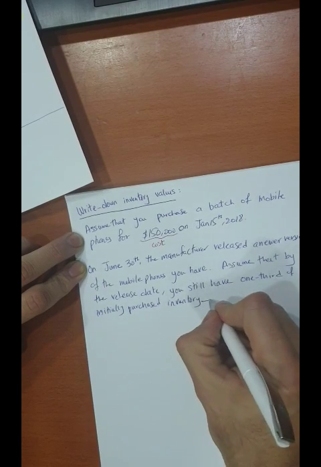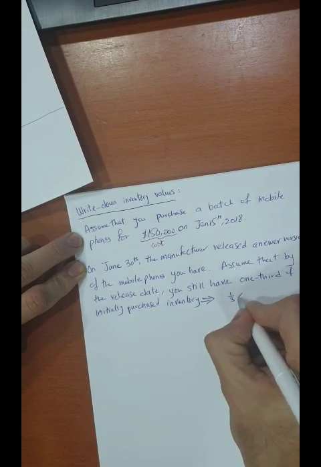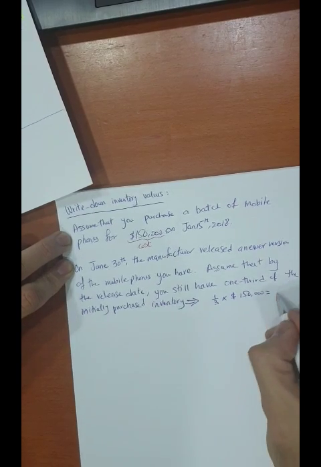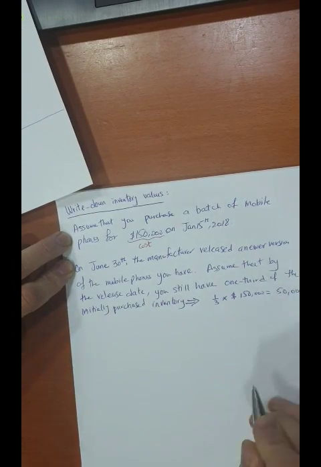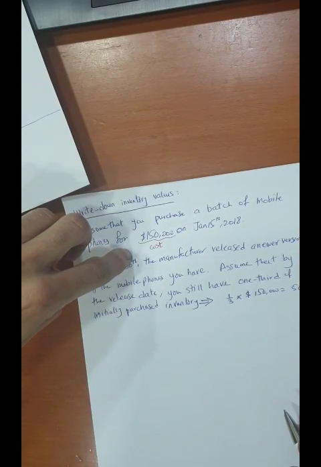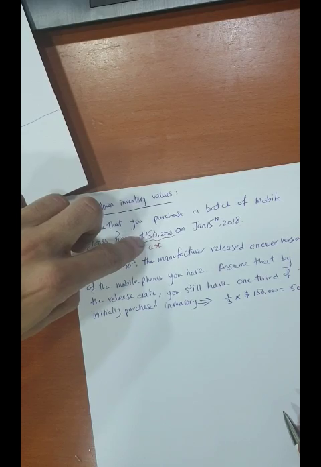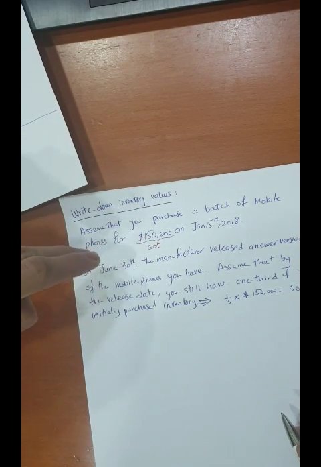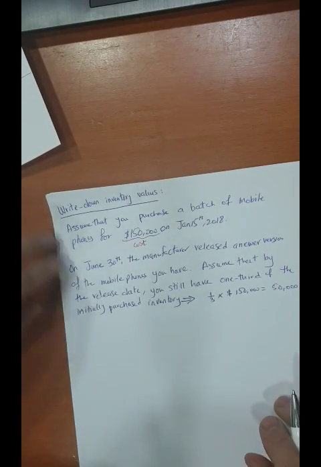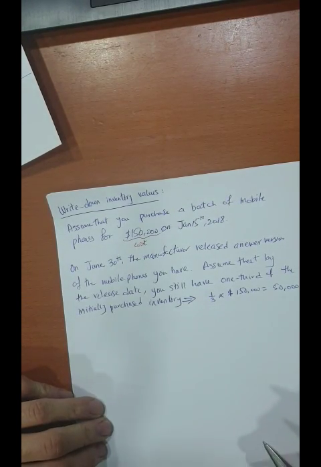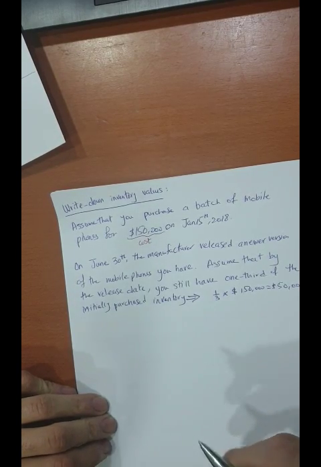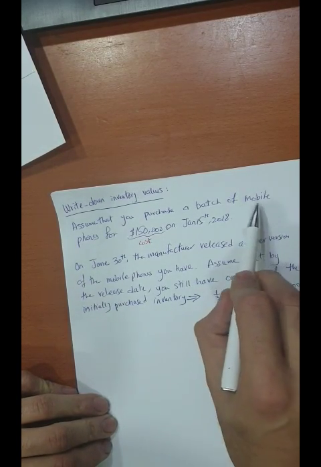What does one third mean? One third is 1/3 multiplied by $150,000. So $50,000. In other words, from Jan 15th till June 30th, we were able to sell $100,000 or 2/3 of the mobile phones. Now, on my balance sheet, I have $50,000 of inventory that corresponds to these mobile phones.